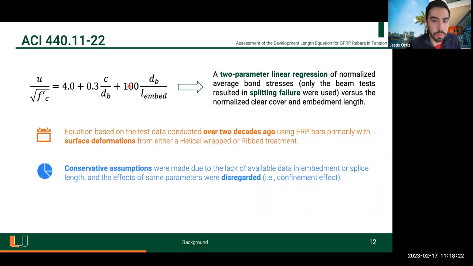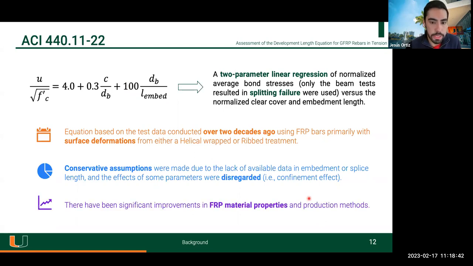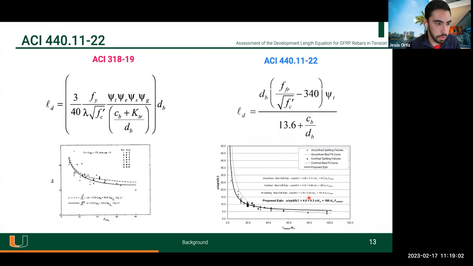Some conservative assumptions were made due to the lack of available data at the moment. Now we have more data, and some parameters were disregarded. If we compare it with the one for steel, that includes the effect of the confinement, the transverse stirrups. For GFRP, we don't consider that effect. And there have been significant improvements in FRP material properties. Now we have the second generation of FRP bars, with better properties and better quality of the rebars. So there is another reason to reassess this equation and see if we can improve it.